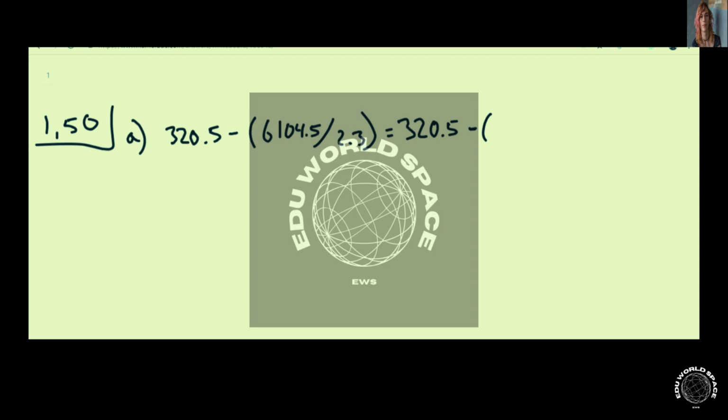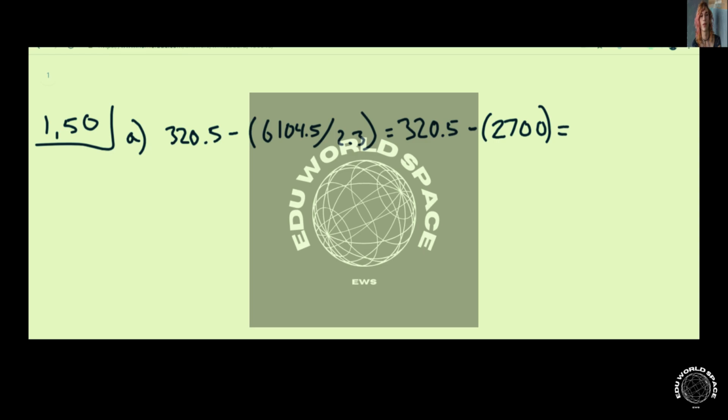So when we multiply or divide, we want to keep the same amount of significant figures as the lowest amount of significant figures in the calculation. So since that is 2.3, or the number 2.3, we're going to keep two significant figures. And we write 2,700 inside the parentheses.